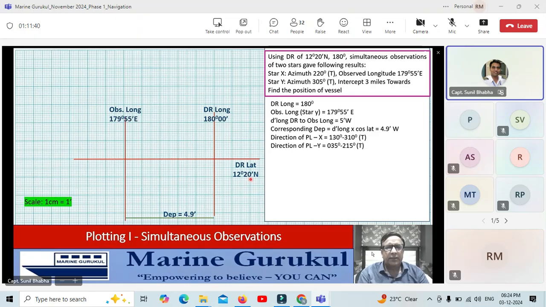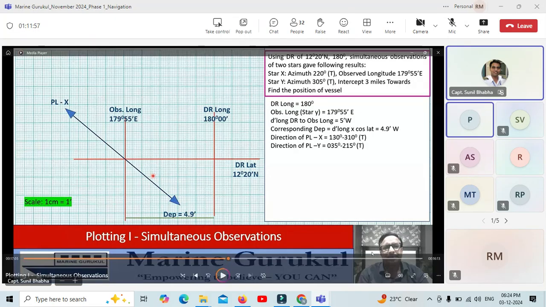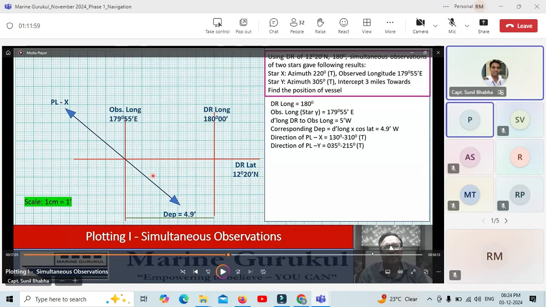Now, wherever the DR lat intersects the observed long, this is the point through which the PL for star X has to be drawn, and its direction is 130 to 310. So here is the PL for star X, which comes up on the plot. Okay. Any doubt in the long by Cron PL, beta?